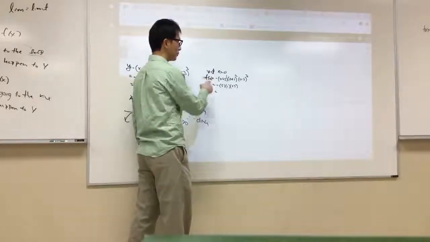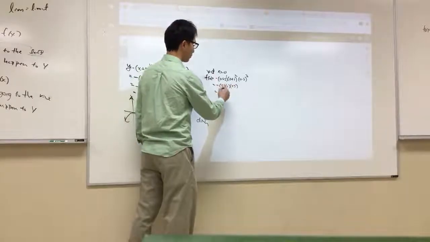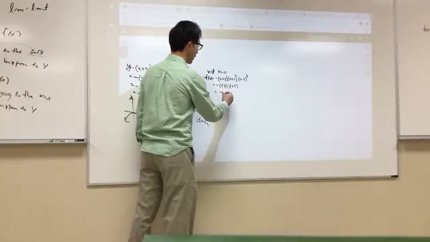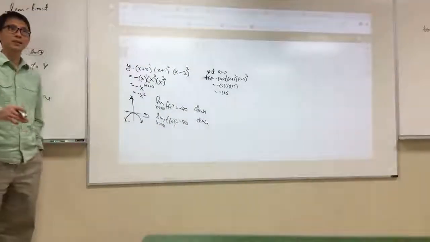I just plug in 0 for this function, and then I'm going to get negative 135, I think. A negative 135. So it's going to go below the x-axis for a long time.